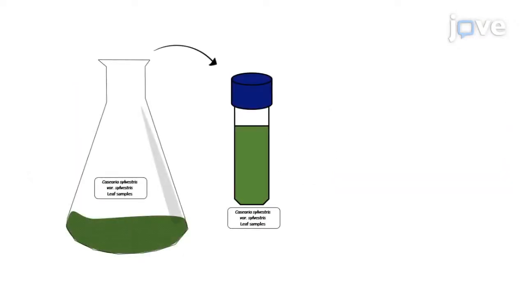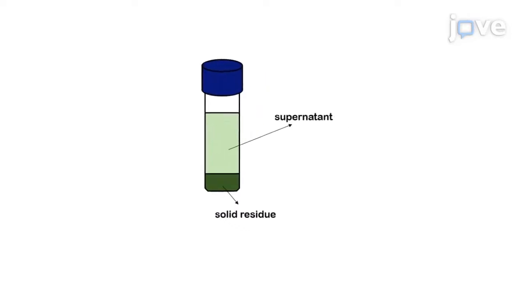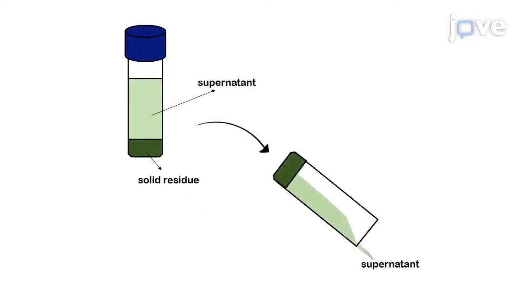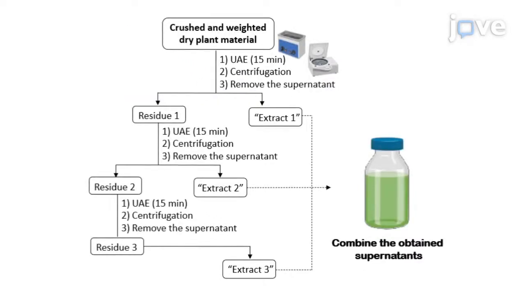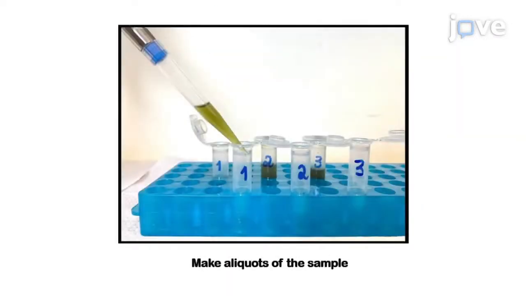After each extraction step, centrifuge the sample to decant the solid residue and remove the supernatant. Combine the supernatants from each extraction step and filter them. Save the aliquots for chemical analysis and bioassays.